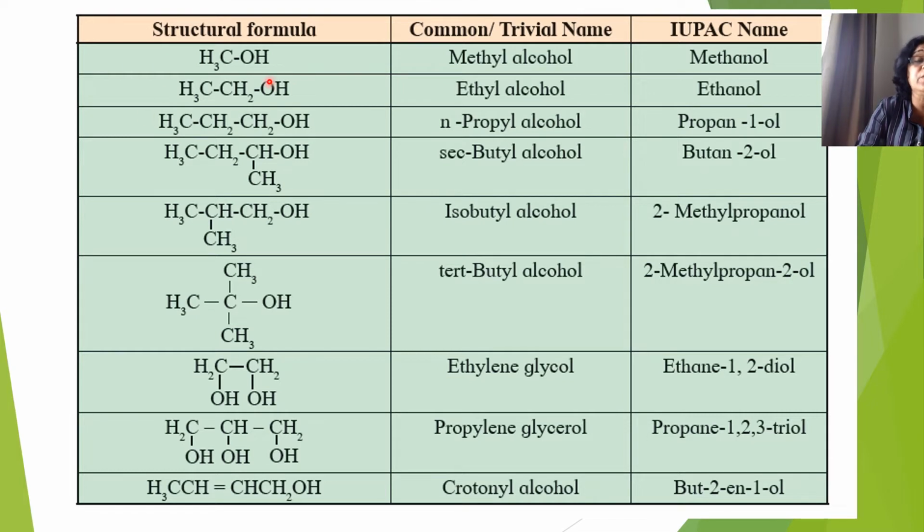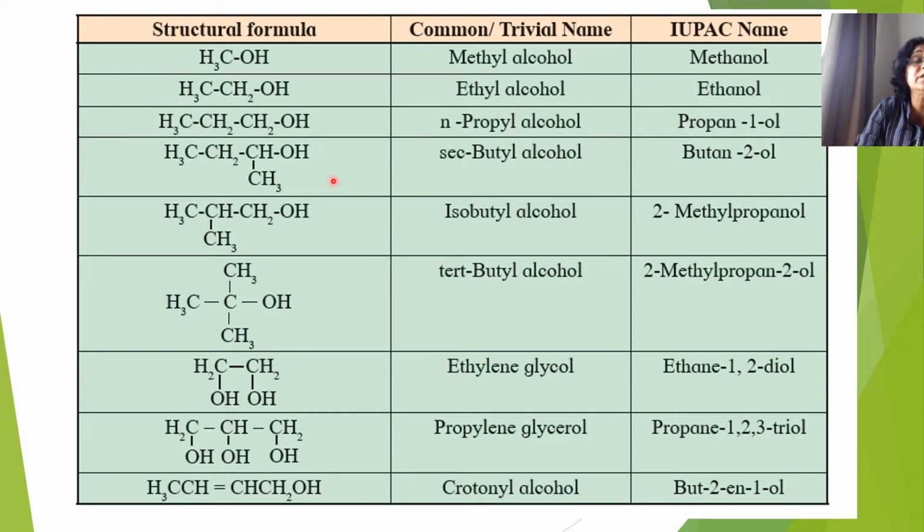Now CH3CH2OH. The common name: it is derived from two carbons, so from which alkane? Ethane. So the word root is eth, so ethyl alcohol. The IUPAC name will be ethanol. Then this is 1, 2, 3 carbons, a straight chain alcohol, so it is n-propyl alcohol. Then 1, 2, 3, so propan-1-ol.